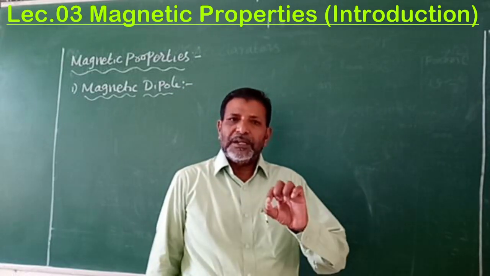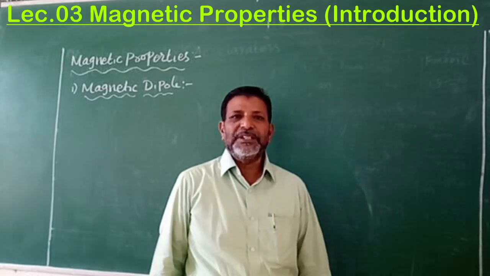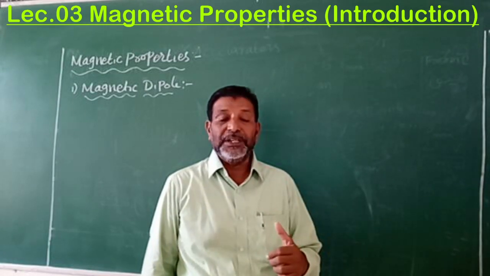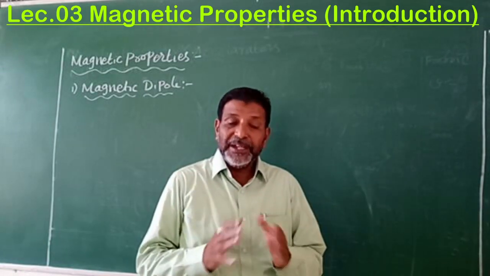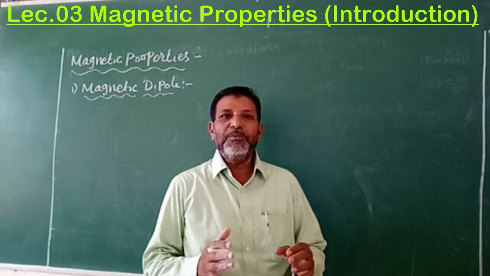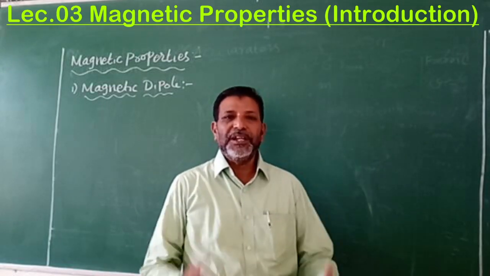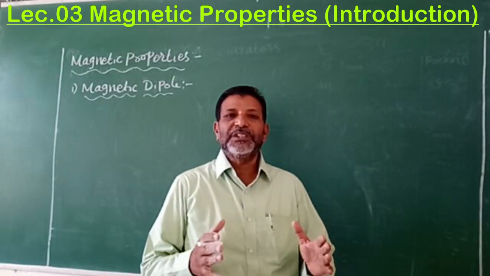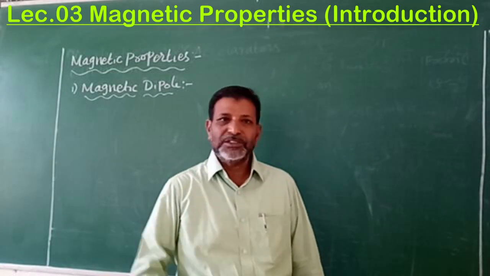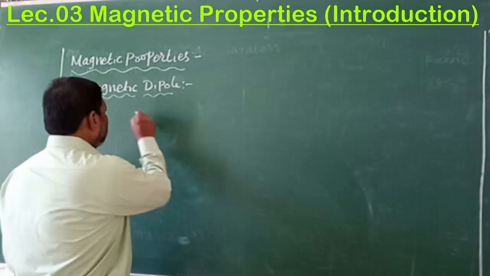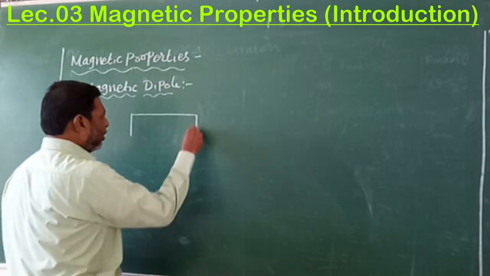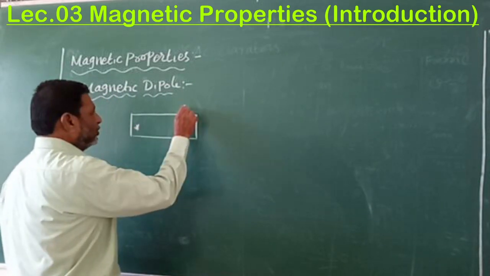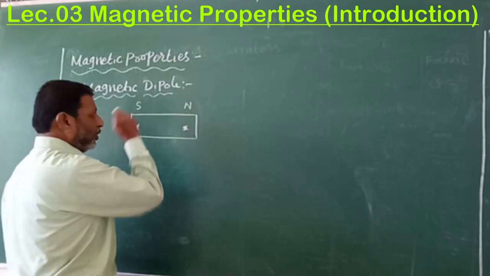Now, here, the title itself explains it: magnetic dipole. Dipole is that which has two poles, isn't it? This shows that every magnet has two poles, and you are well familiar with the magnet, isn't it? A magnet has two poles, that is the north pole and the south pole. Now here, if you consider this a bar magnet, then this magnet has two poles, north pole and south pole.